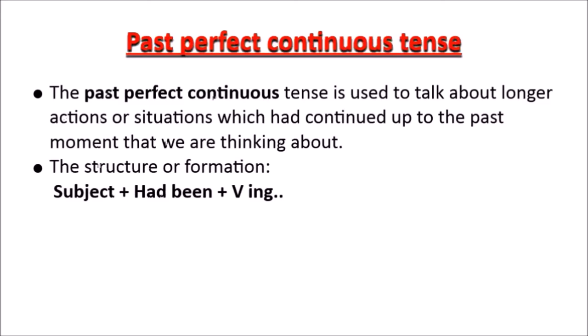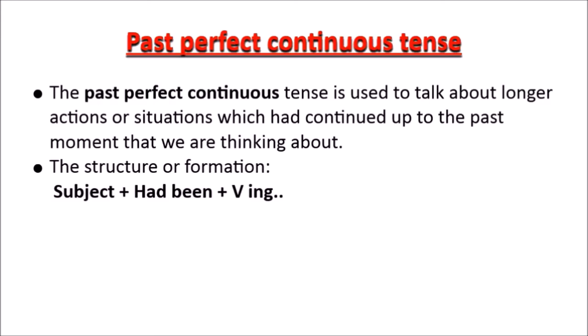The next one is past perfect continuous tense. So, this is the second type of tense under which form? Perfect continuous form. Good. So, look at the definition given there. The past perfect continuous tense is used to talk about longer actions or situations which had continued up to the past moment that we were or we are thinking about.